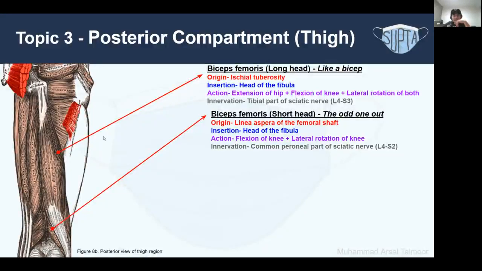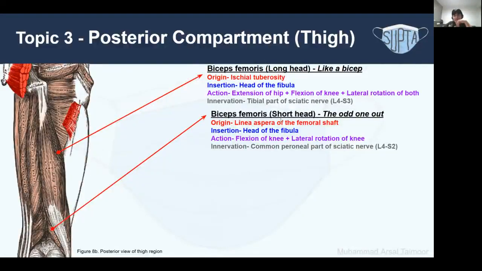So extension of the hip, because it's in the posterior compartment, so remember posterior is extension, anterior is more flexion. But it will flex the knee because it inserts onto the head of the fibula, which is part of the lower leg, right? So that means it will flex that knee, and it's innervated by the tibial part of the sciatic nerve, right?